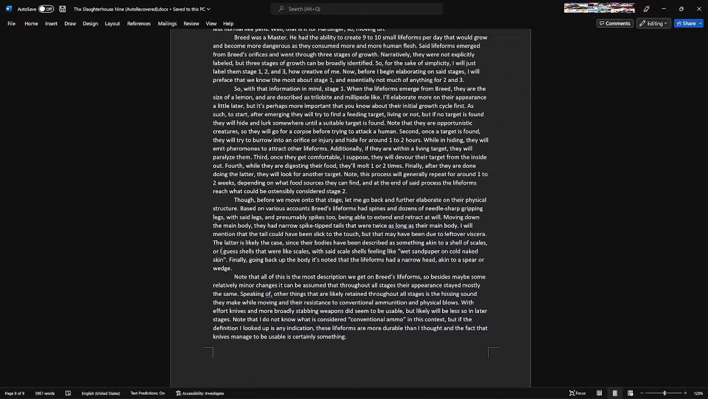Finally, going back up the body, it's noted that the life forms had a narrow head, akin to a spear or wedge.